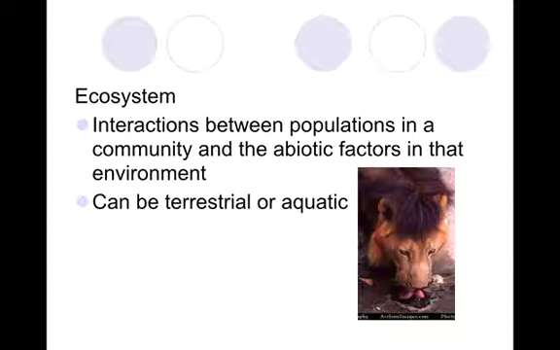Our ecosystem is when we take our populations in our community and all the abiotic factors in that environment, and that makes up our ecosystem. So it's the interaction between the living, the non-living, the different populations, and these can be terrestrial, which means land, or aquatic.